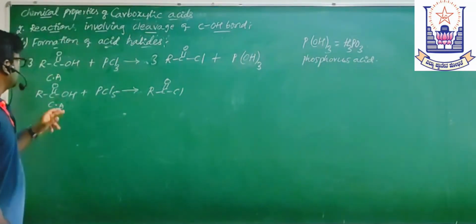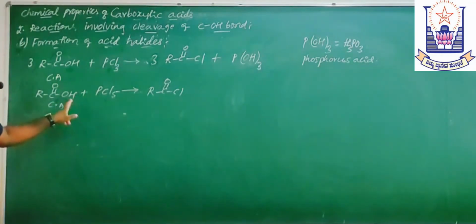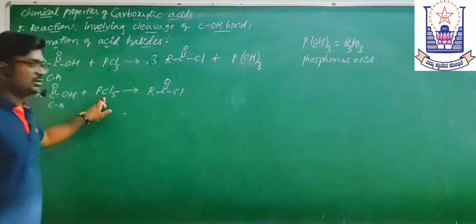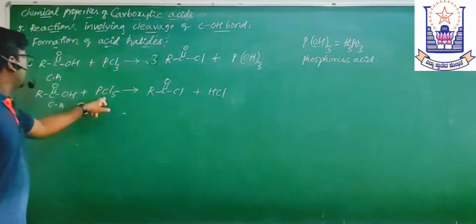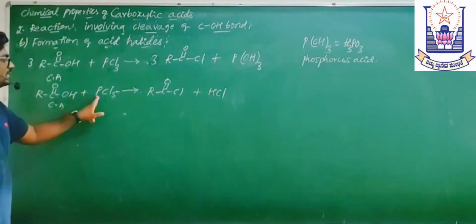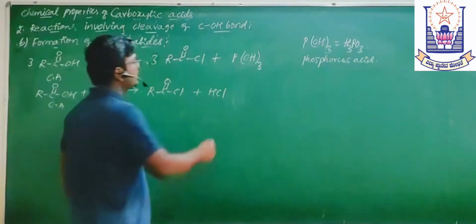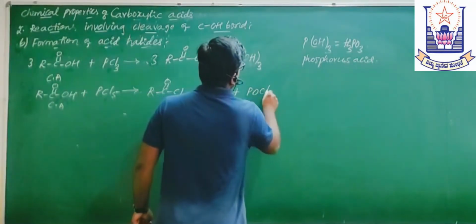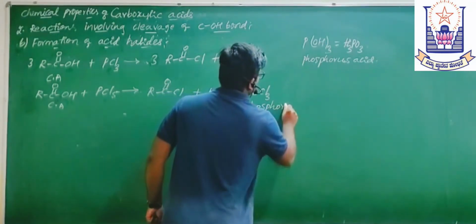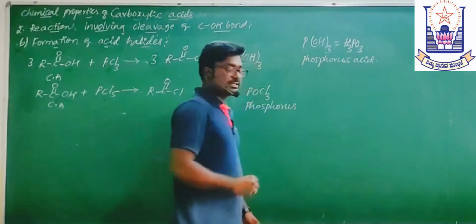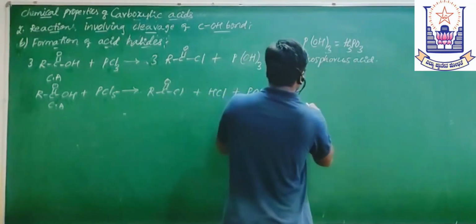RCOCl. Okay, plus what is left? This hydrogen will combine with one Cl. You will get HCl, and remaining is one oxygen and this PCl3. So you will get POCl3. This is called as phosphorus oxychloride.